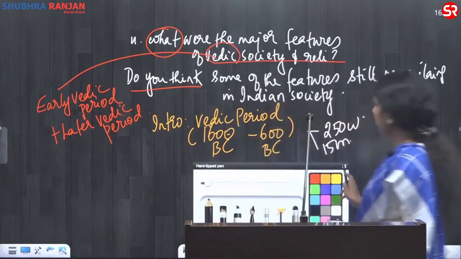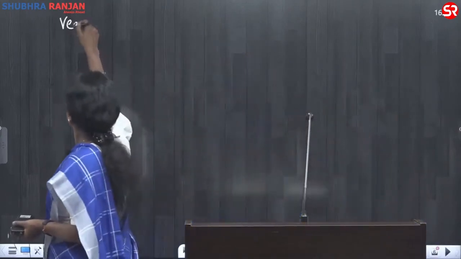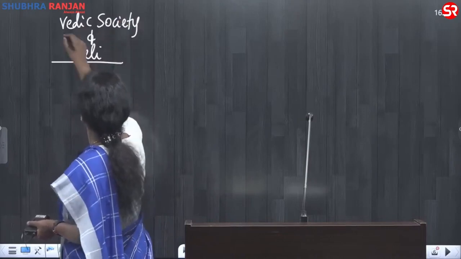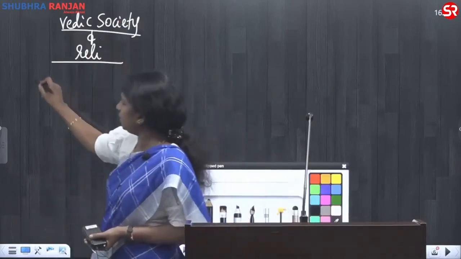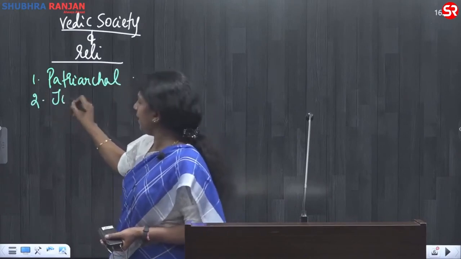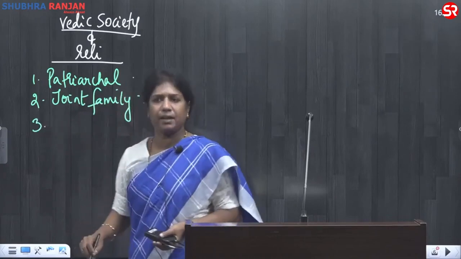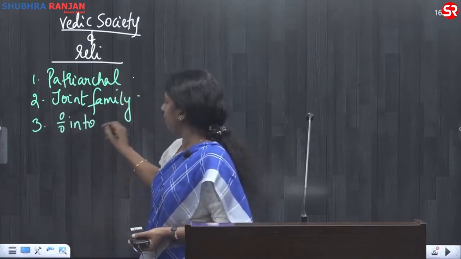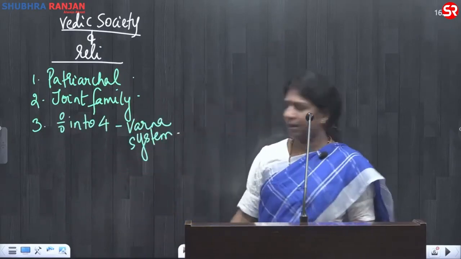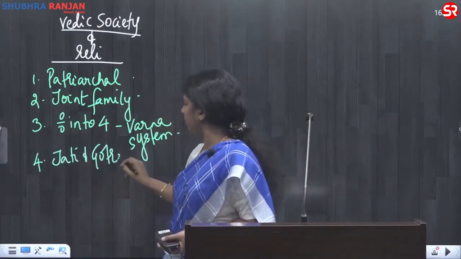So I'm just making it very simple. The question is Vedic society. So when you look at the Vedic society and religion, number one, I'm taking numbers. The Vedic society was patriarchal. The Vedic society had what? It had a joint family system. Getting it? And the Vedic society was divided into 4, where the concept of the Varna system entered. That entered with the later Vedic period. Then the 4th one, we can take the concept of Jati and Gotra, which entered during the Vedic period.